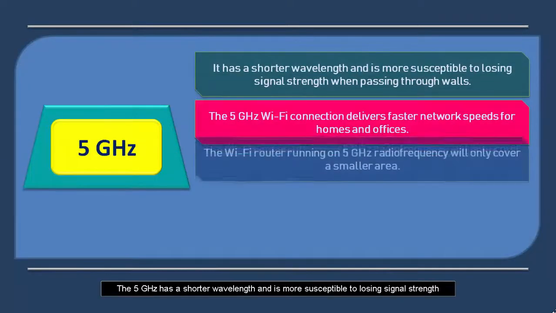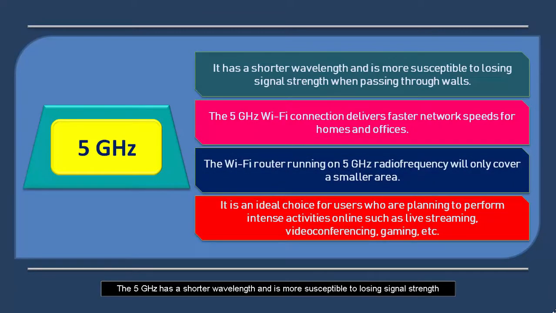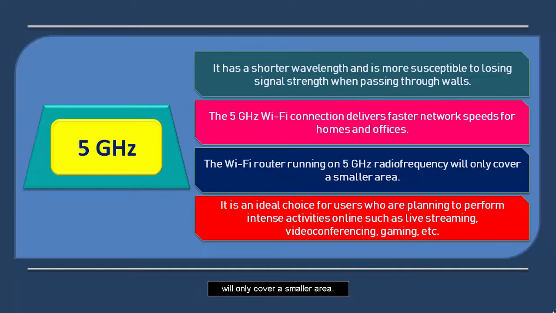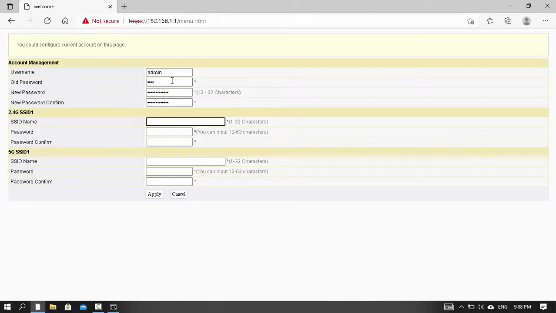The 5 GHz has a shorter wavelength and is more susceptible to losing signal strength than 2.4 GHz when passing through walls made from dense materials. The network speed of 5 GHz is much faster than 2.4 GHz. The Wi-Fi router running on 5 GHz radio frequency will only cover a smaller area. The 5 GHz is an ideal choice for users who are planning to perform intense activities online, such as live streaming, video conferencing, gaming, and others.